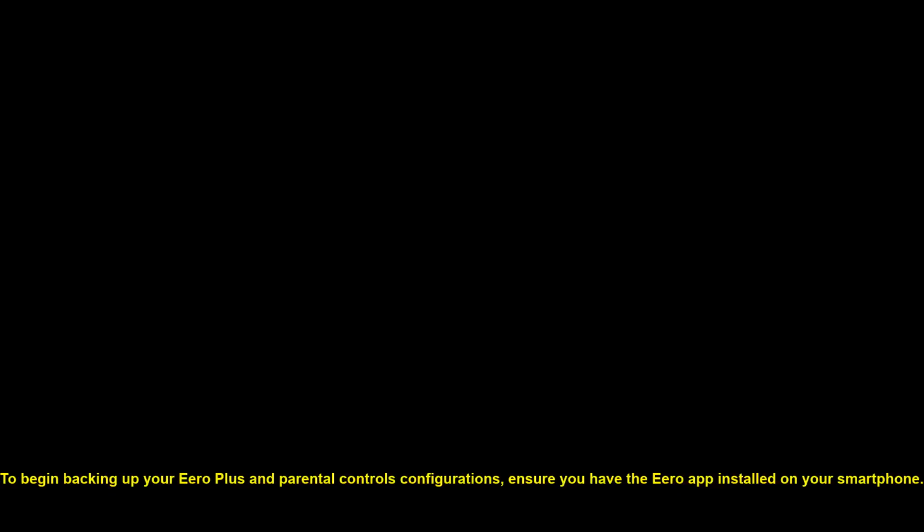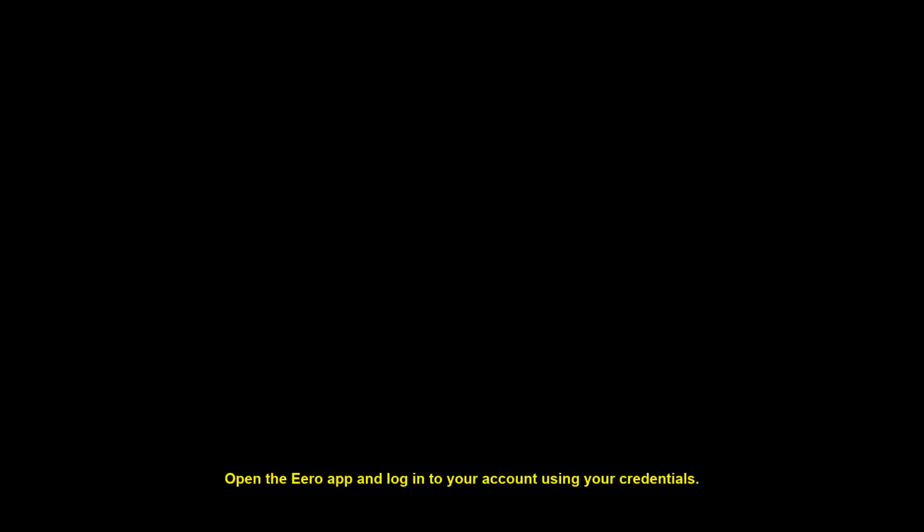installed on your smartphone. Open the Eero app and log into your account using your credentials. Once logged in, navigate to the main dashboard where you can see your network information. Tap on the settings icon, typically represented by a gear symbol. In the Settings menu, locate and select Network Settings.